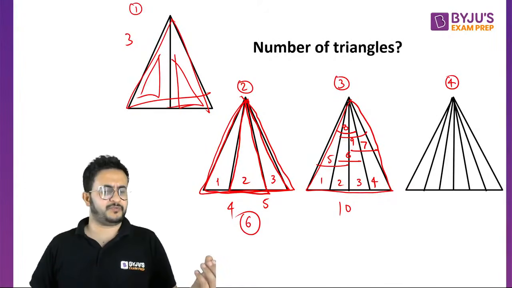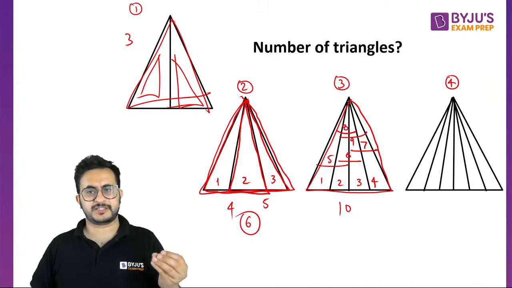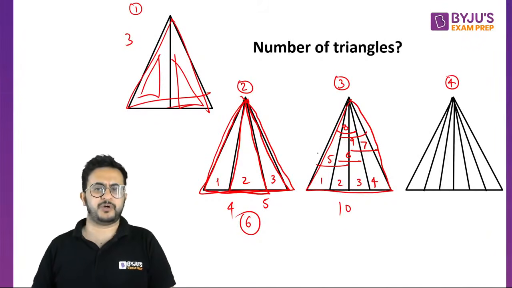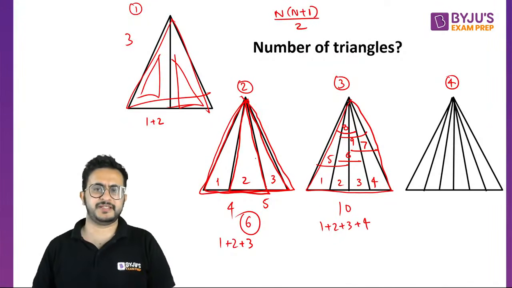See, in permutation and combination, what happens? If the values are small, you are able to count. But if the values are large, then you need the formula for permutations and combinations. Likewise, here also, if the number is small, we can easily count. But if the number keeps on increasing, then we have the formula. So basically, it is 1 plus 2. Here it is 1 plus 2 plus 3. Here it is 1 plus 2 plus 3 plus 4. So the sum of the first n natural numbers is n into n plus 1 by 2, where n is the number of partitions.